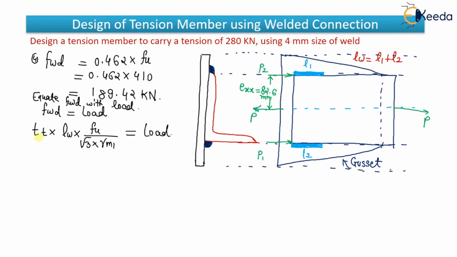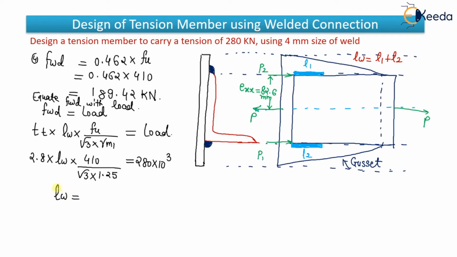Okay, TT, that is throat thickness. So throat thickness we have calculated, it is 2.8. LW we don't know, we have to find out that also. Now what is Fu? Fu is taken as 410. I have told you. Root 3 will be kept as it is, and gamma m1 it is taken as how much? 1.20. What is the value of load? See, this is the statement, 280. So I'll put 280 into 10 raised to 3 because I want it in Newton. So I can easily find out the value of LW.